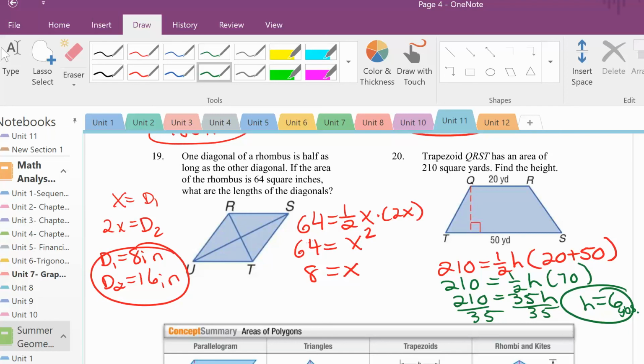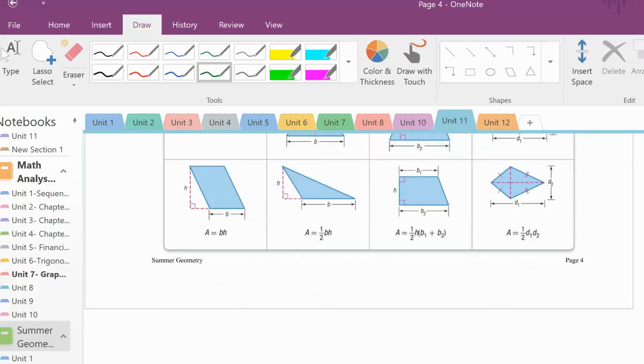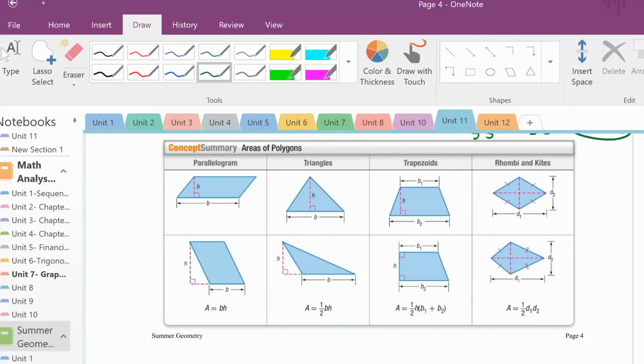All right, so to summarize, the area formulas are listed below for the polygons, for the parallelogram, for the triangles, for the trapezoid, and for the rhombus and kite. All right, next we will talk about area of circles and sectors, coming up in part 3.